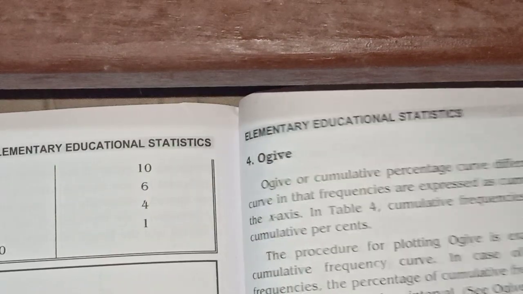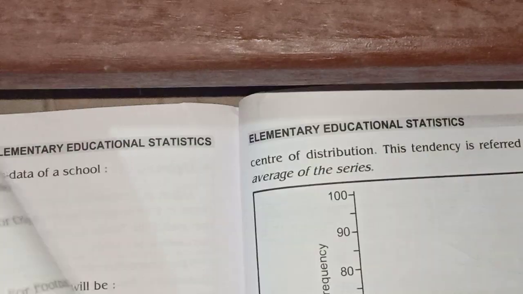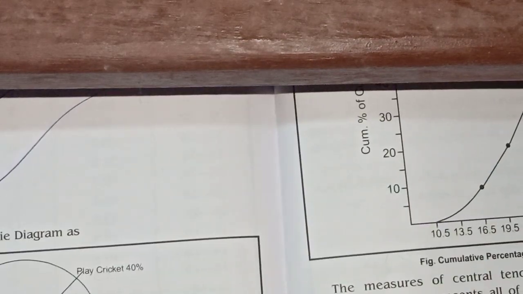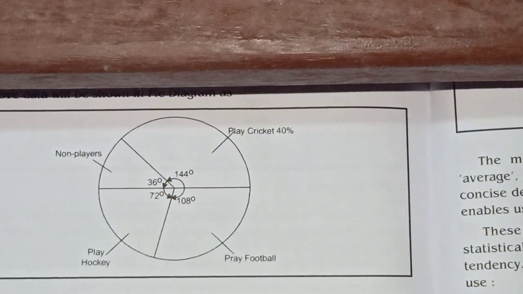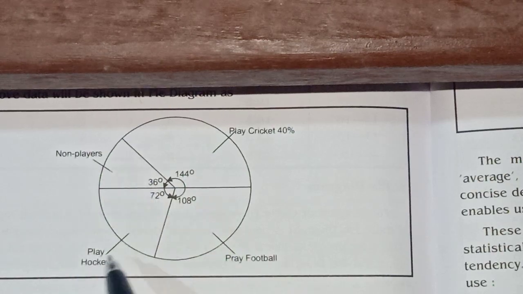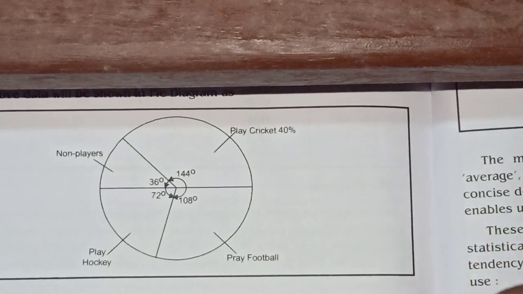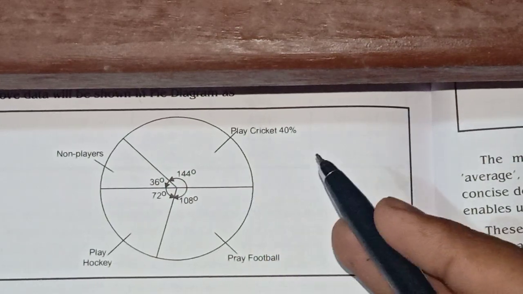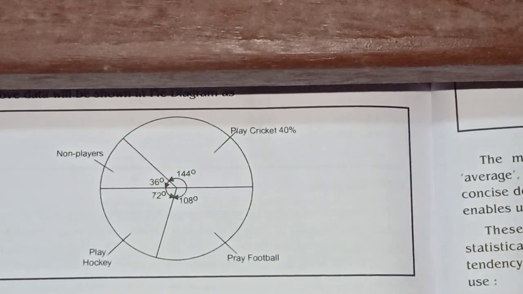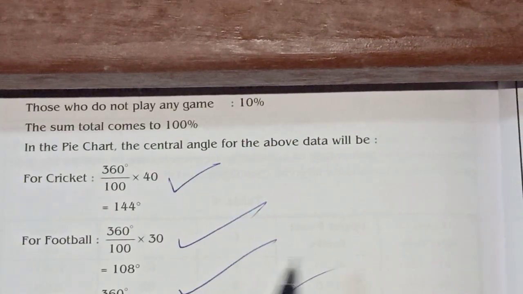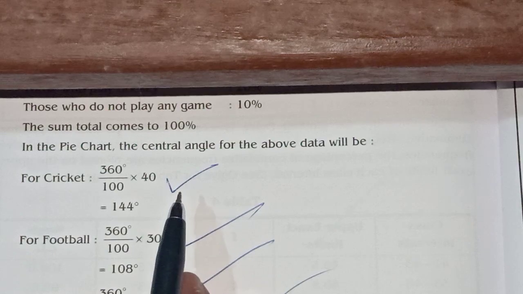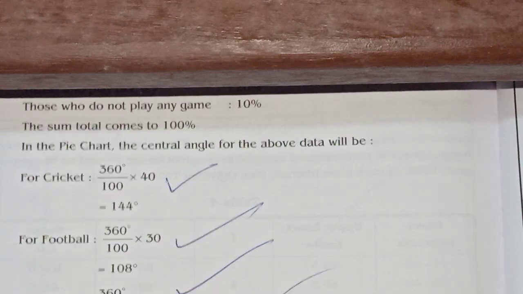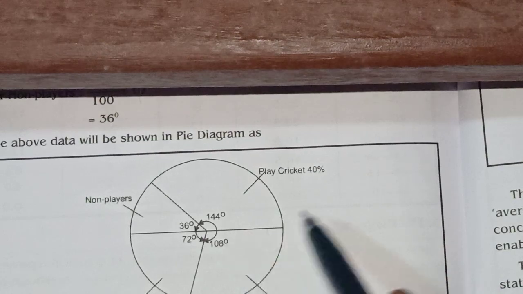Then pie diagram is like this. It is non-players, hockey players, football players, cricket players, their percentage and all this. If their percentage is given like this, the cricketers' percentage is 40%, how will you know what is the angle? The angle will be 360 degree by 100 into 40, 144 degree. So the players of cricket, 144 degree.